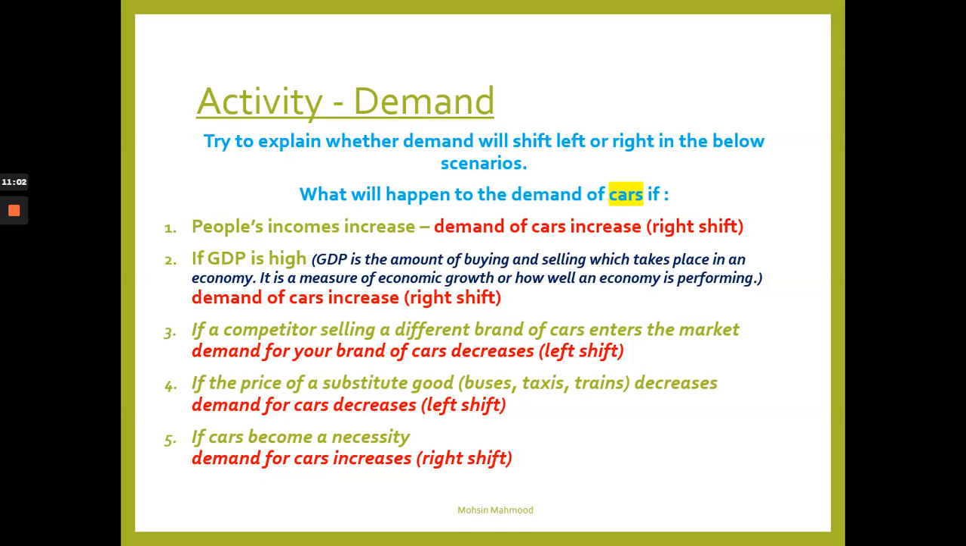If the price of a substitute good, for instance bus tickets, taxi fares, or train tickets, decreases, then demand for cars should decrease as well. Because if the price of taking the bus to work, or school or college decreases, then people shouldn't want to take cars because cars become more expensive. If train tickets decrease, people will start to think about making that switch from using their private personal cars to using trains.